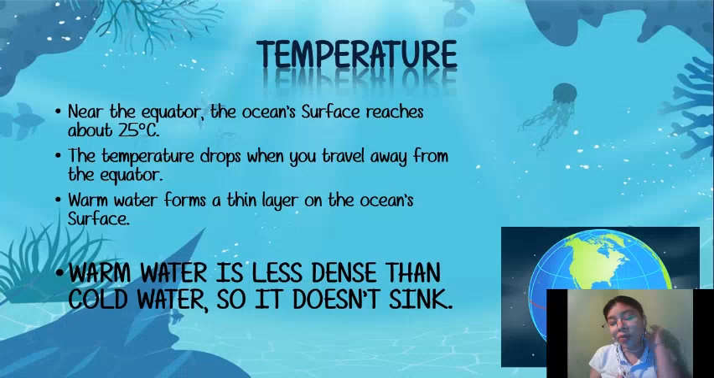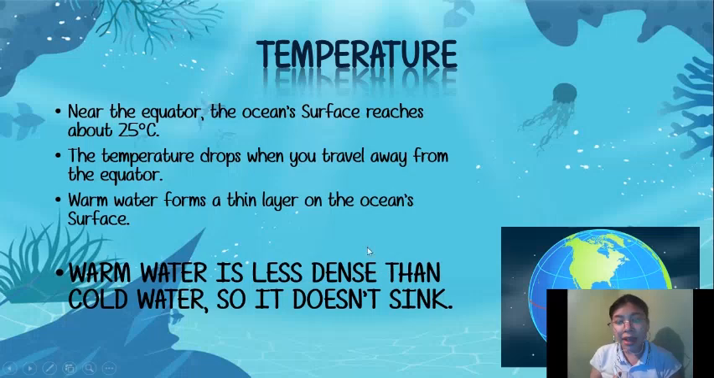Here we have more facts about temperature. Near the equator, the ocean surface reaches about 25 Celsius degrees. Okay, so this is more or less the room temperature, a regular temperature. It's not very hot, but it isn't very cold, so it is a regular one. The temperature drops when you travel away from the equator.